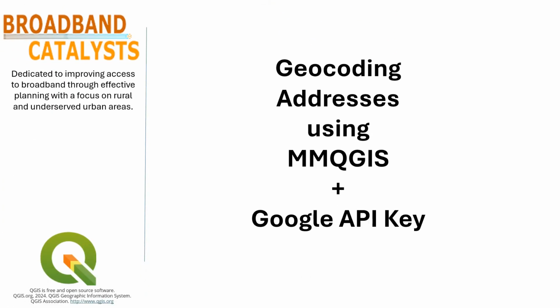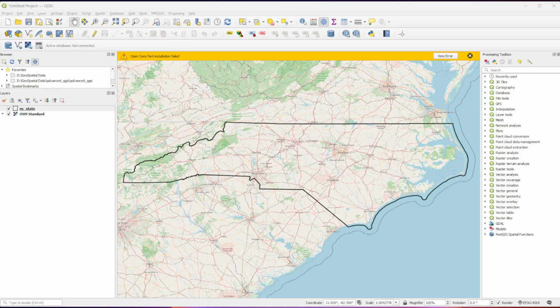In today's video, we will be using the MMQGIS plugin to geocode addresses so we can map them on our project. Okay, I have my QGIS project open, and today I just have the outline of the state of North Carolina and the OSM standard base map open. And what we're going to be doing today is learning how to geocode some data.